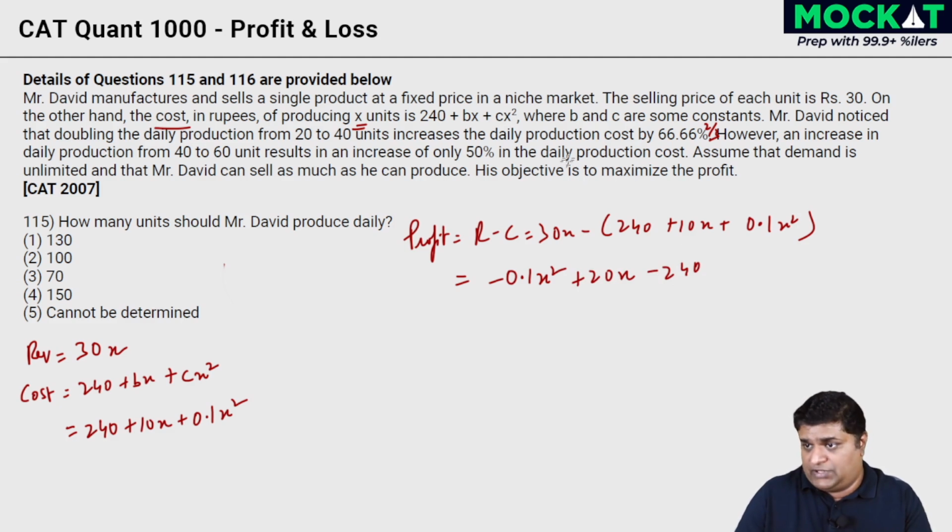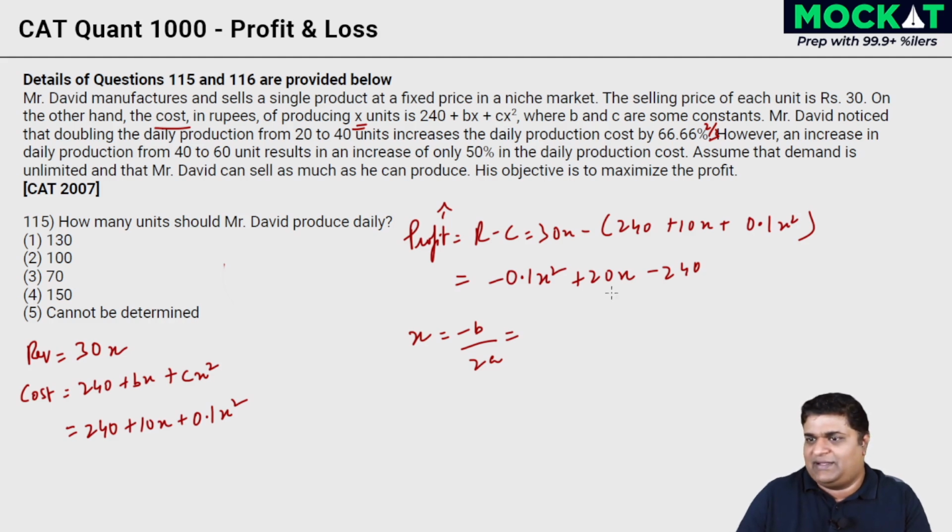Okay, so now what's going to maximize the profit? How many units should he produce daily to maximize the profit? The units produced is nothing but the x value. At what x value is this profit maximized? Simple, we've done this, right? So what is that going to be? x equals minus b by 2a. That's when it gets maximum.